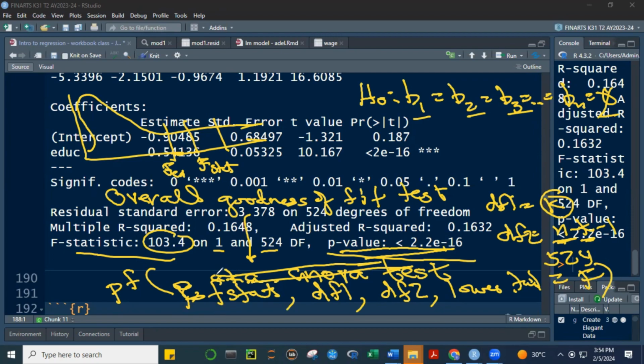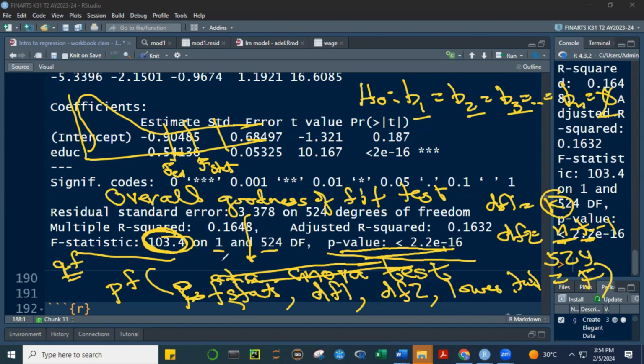Okay, ano yung F-stat natin? Ito, given, no? Makokompute din actually natin yan, no? QF naman ang gagamitin doon, you want to compute, no? Alright, anyway. So pf, F-stat, which is 103.4. Degree of freedom 1 is 1. Degree of freedom 2 is 524. Ano yung lower tail? FALSE. Okay, what value are you getting, class?